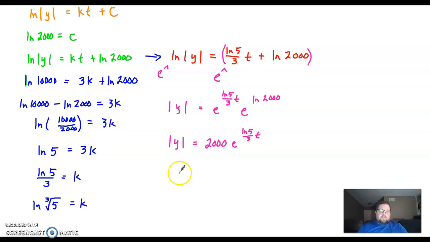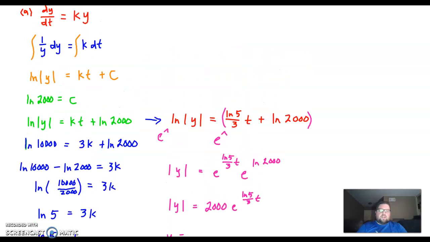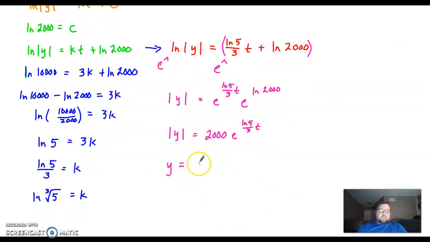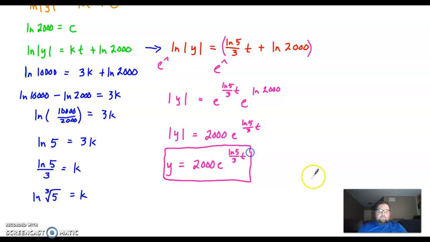And then we can drop our absolute value, and remember that creates a plus or minus, but we know which one it's going to be based on our initial condition. Our initial conditions are positive numbers, so we want a positive 2,000 here. So 2,000 e to the natural log of 5 over 3 times t. All right, and that would be the answer to part A.